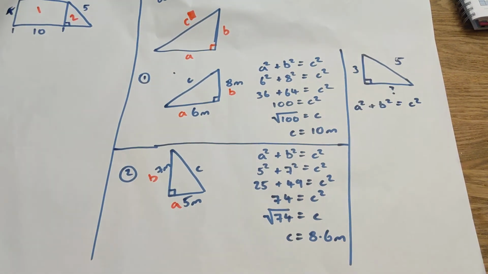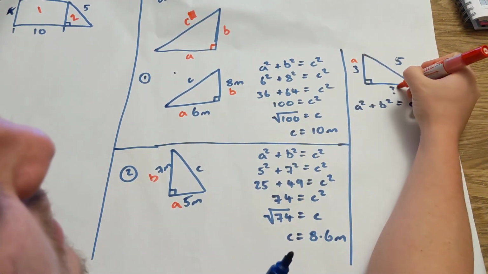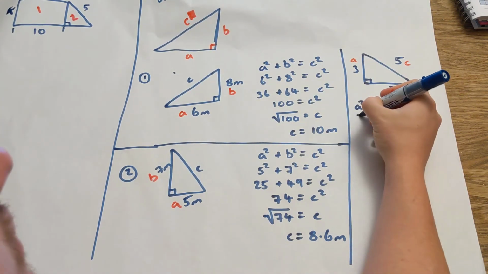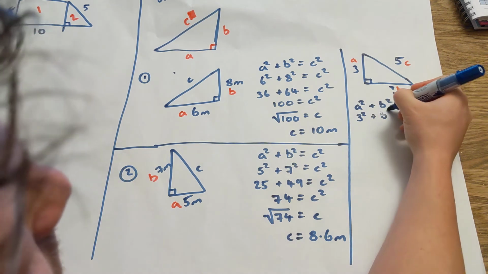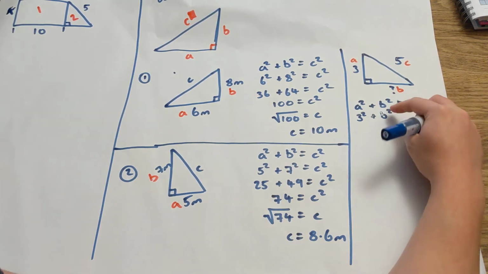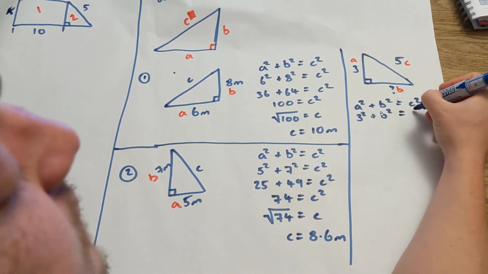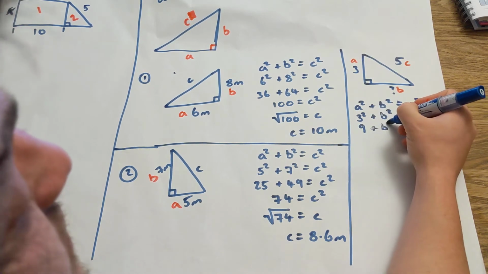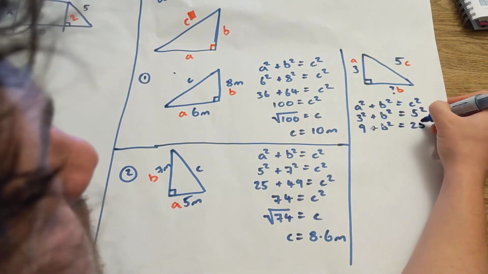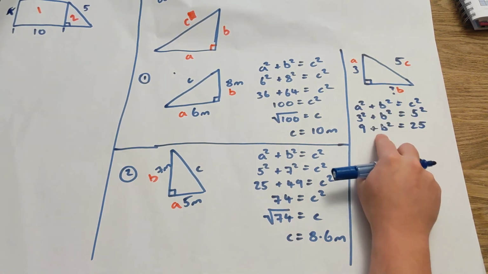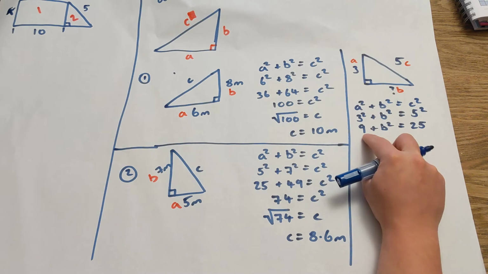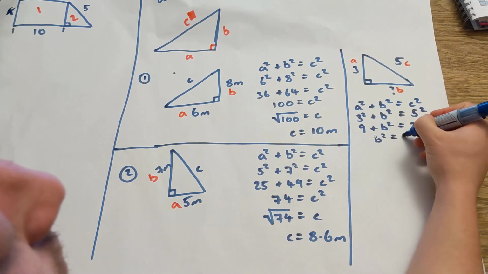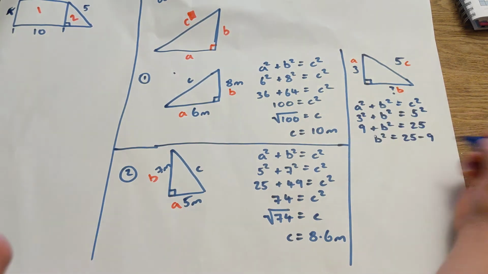Okay. Let's say this is a, this is b, this is c. And we'll sub in again. So a squared, that's 3 squared, plus b squared, because we don't know b squared this time, so we'll leave it. And we know c this time, so that's 5 squared. So that means I've got 9 plus b squared equals 25. I want to get the b squared by itself, so remember when I was rearranging before, if this is a plus over here and I move it to that side, it becomes a take away. So now I've got b squared equals 25 take away 9.